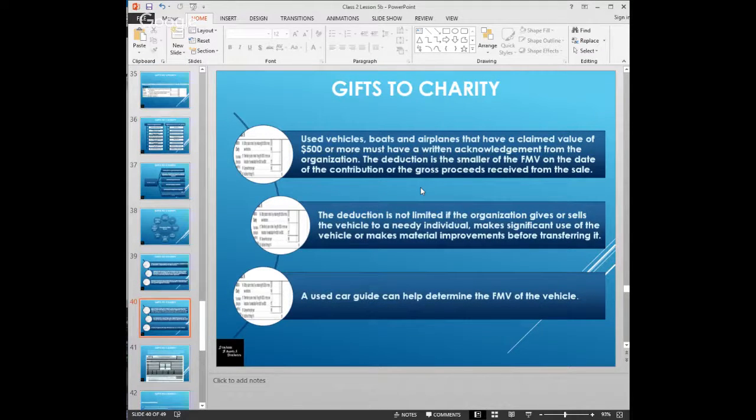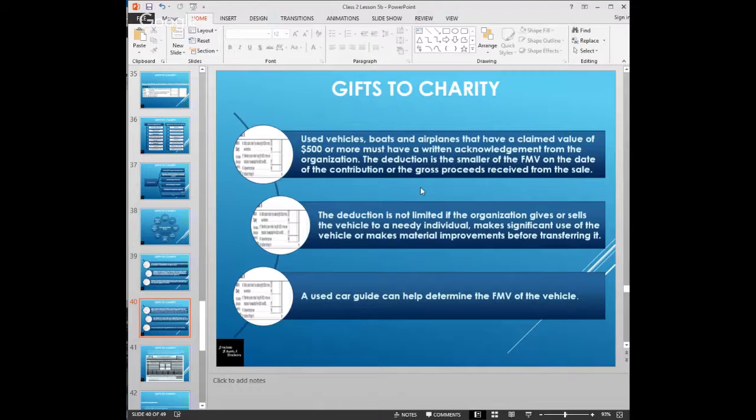If you have a used vehicle, boat, or airplane, and you're going to donate that, you would need to provide a written acknowledgement from the organization. And that deduction is usually the smaller of the fair market value on the date of the contribution or the gross proceeds received from the sale. So if you donated a vehicle whose Blue Book value was $1,200 and they sold it at an auction for $200, you would only be able to deduct the $200 as a charitable donation.